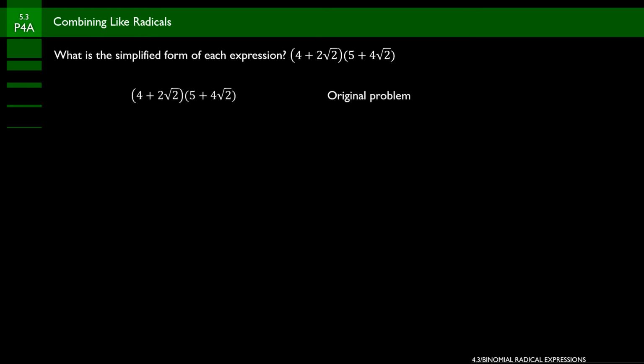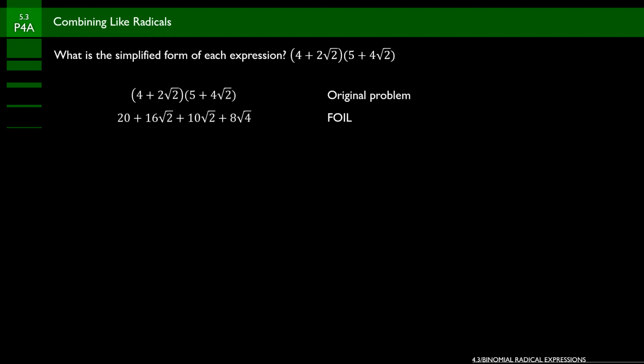For problem number 4a, we're going to go ahead and multiply binomials. So we're given 4 plus 2 square root of 2 times 5 plus 4 square root of 2. So let's employ FOIL or the open method. So the first is 4 times 5, which gives us 20. 4 times 4 square root of 2, which is 16 square root of 2. 2 square root of 2 times 5, which is 10 square root of 2. And then 2 square root of 2 times 4 square root of 2.